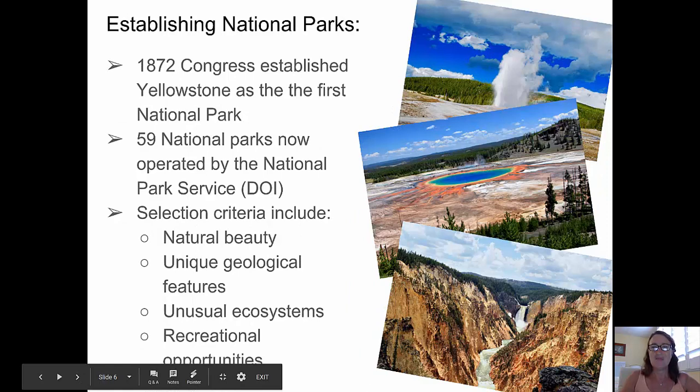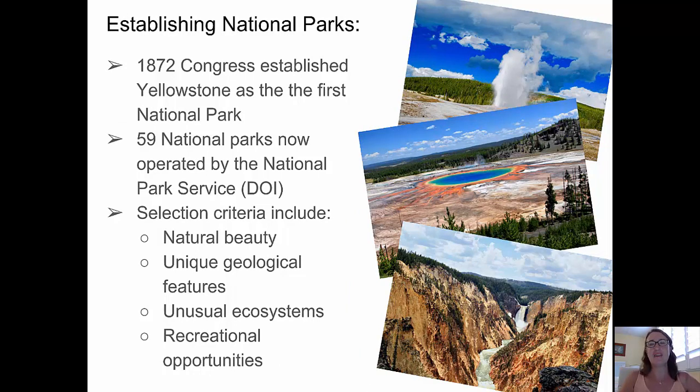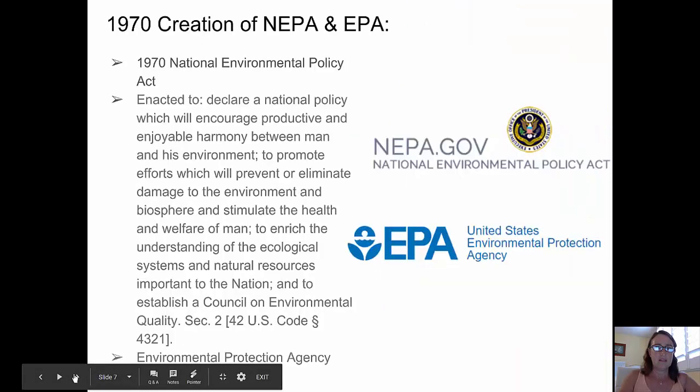So we can look at some of that early work. In 1872, Congress first established our first national park, Yellowstone. You see three images here of Yellowstone. Between 1872 and the current time, 59 national parks have been dedicated and are operated by the National Park Service under the Department of the Interior. The criteria for selection of these parks for conservation and preservation are that they are natural beauties, that they have unique geologic features, unusual ecosystems, and they offer recreational opportunities.